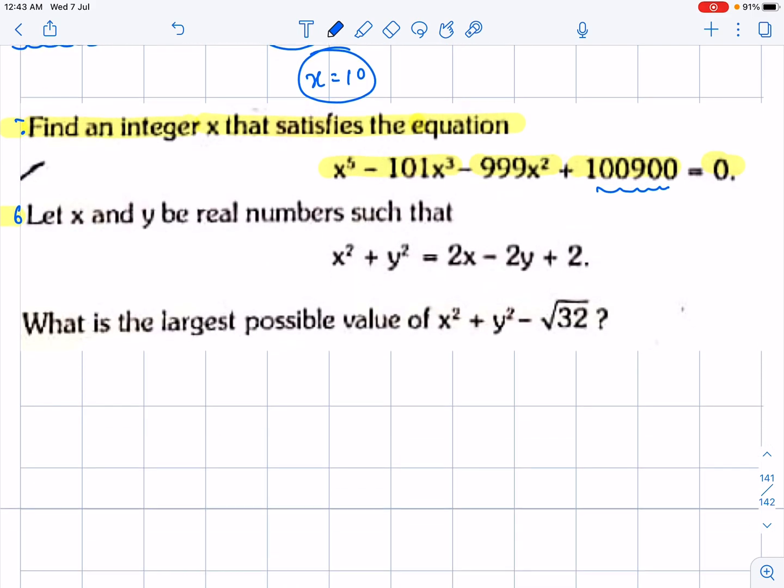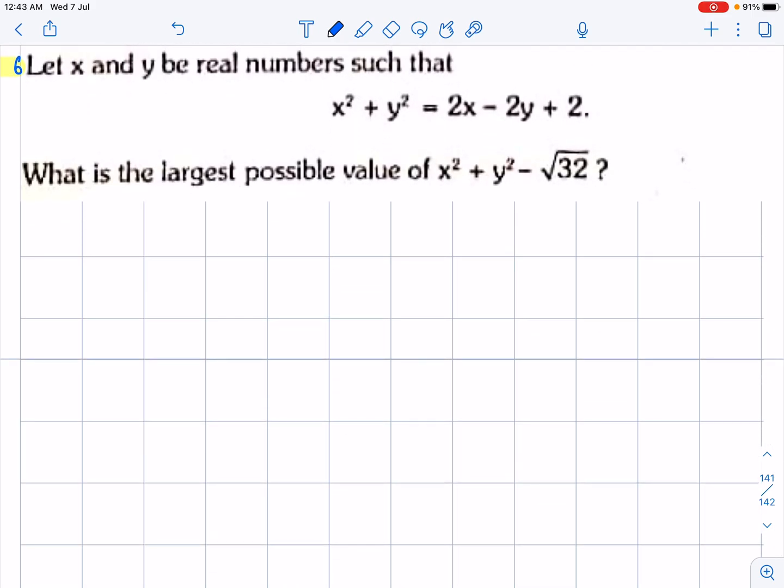So what is the problem statement of next question given to us? Let x and y be the real numbers such that x square plus y square is equal to 2x minus 2y plus 2. What is the largest possible value of x square plus y square minus root 32 they are asking. So I'll be going to complete the whole square.